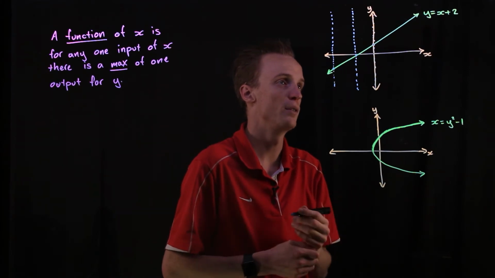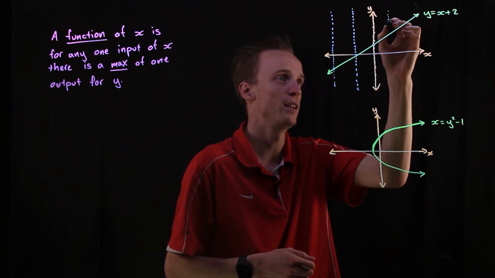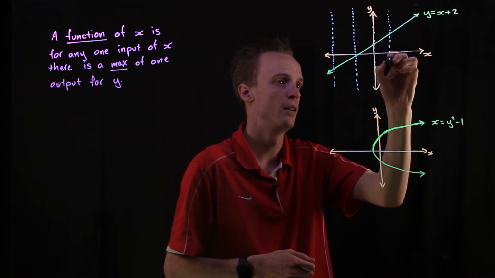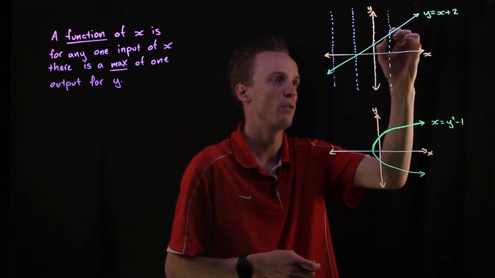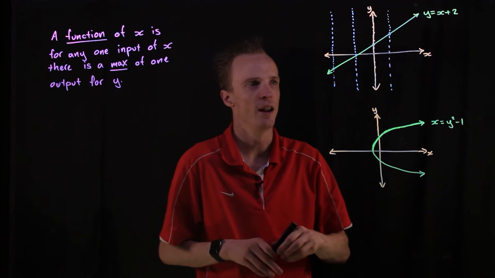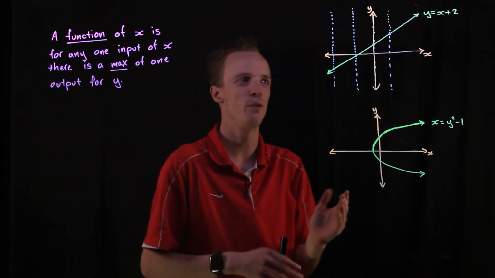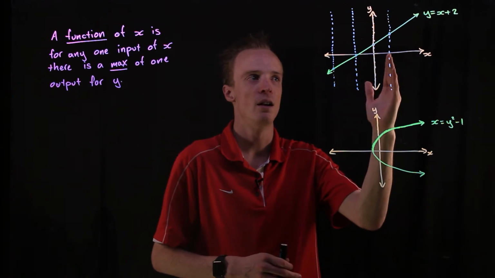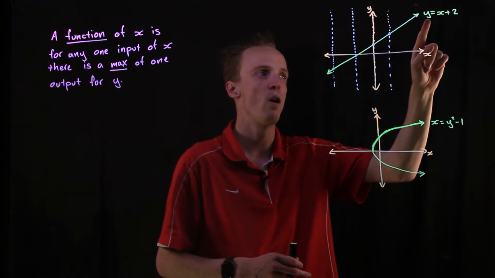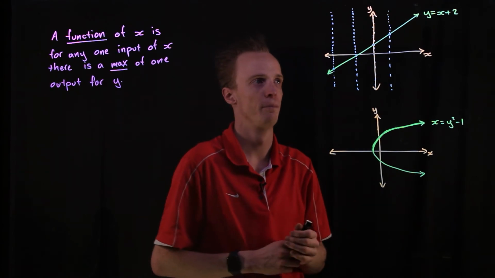If I was to put positive 10 in, let's say that's over here somewhere, we can see that it's got one intercept. And you can start to picture that no matter what vertical line here, no matter what value of x that I put in, I'm only ever going to get one y value as my output.